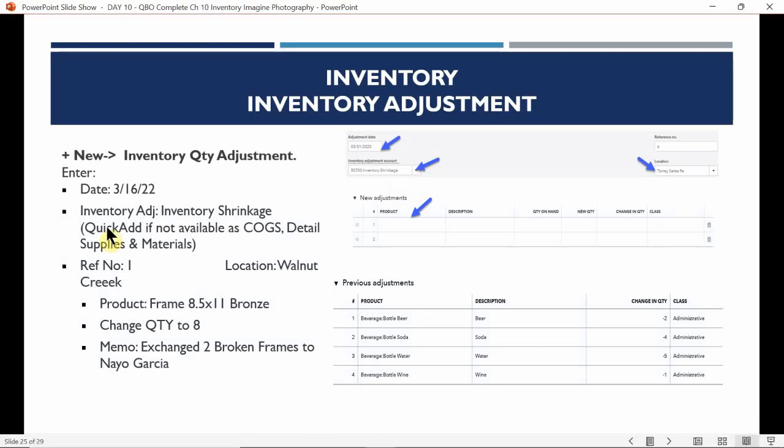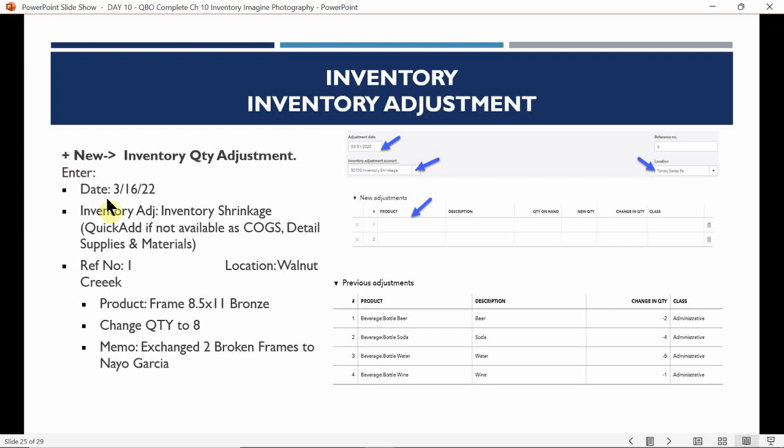So in this case, we're going to go to the plus new icon. And this time, this is not going to be in the main three tabs: your customers, your vendors, and your employees. This is going to be done in the other section, and that's where you're going to have your inventory quantity adjustment. Once again, this is only available in the Plus subscription because you're dealing with inventory, and inventory is only available in that one.